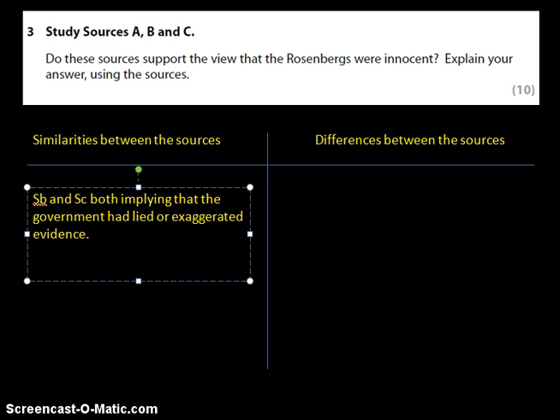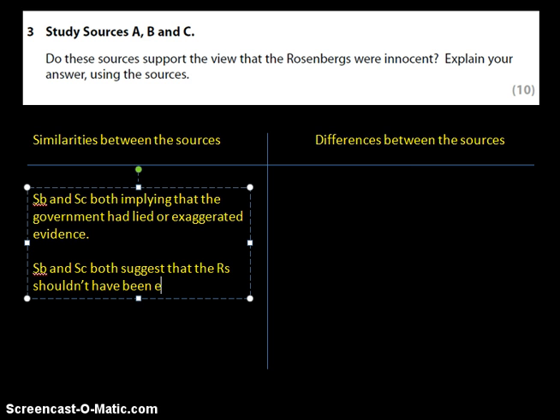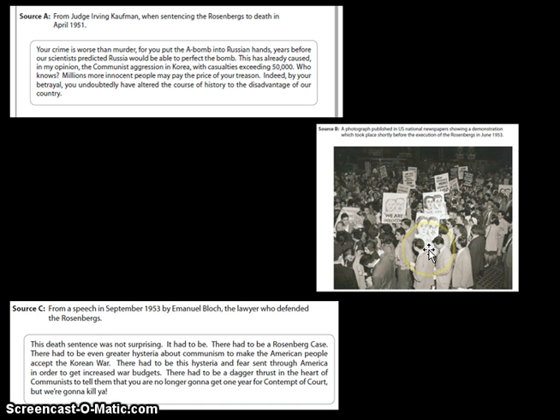I would also say that there was another similarity between source B and source C, because they both suggest that the Rosenbergs shouldn't have been executed. And my evidence again for that would be here. In B, people are protesting against the trial and against them being executed. And in source C, the whole message of that source is about them being scapegoats, and that the death sentence wasn't fair, although it wasn't surprising.